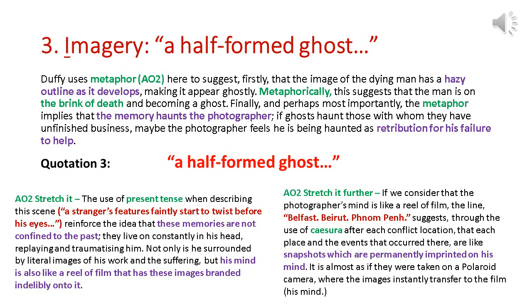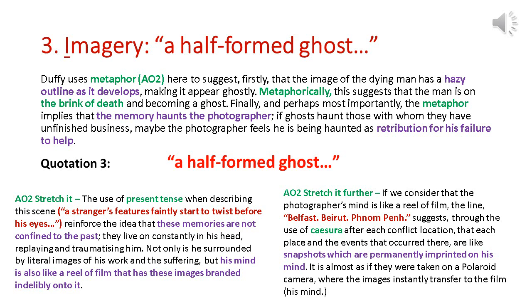So that's very similar to the use of present tense in Remains with "I see every round as it rips through his life". So not only is he surrounded by physical images on his walls of his work and the suffering, but his mind is also like a reel of film upon which these images are imprinted indelibly. They can't be erased. In the same way as in Remains, even when he closes his eyes, he can't get rid of that image of the looter's body.